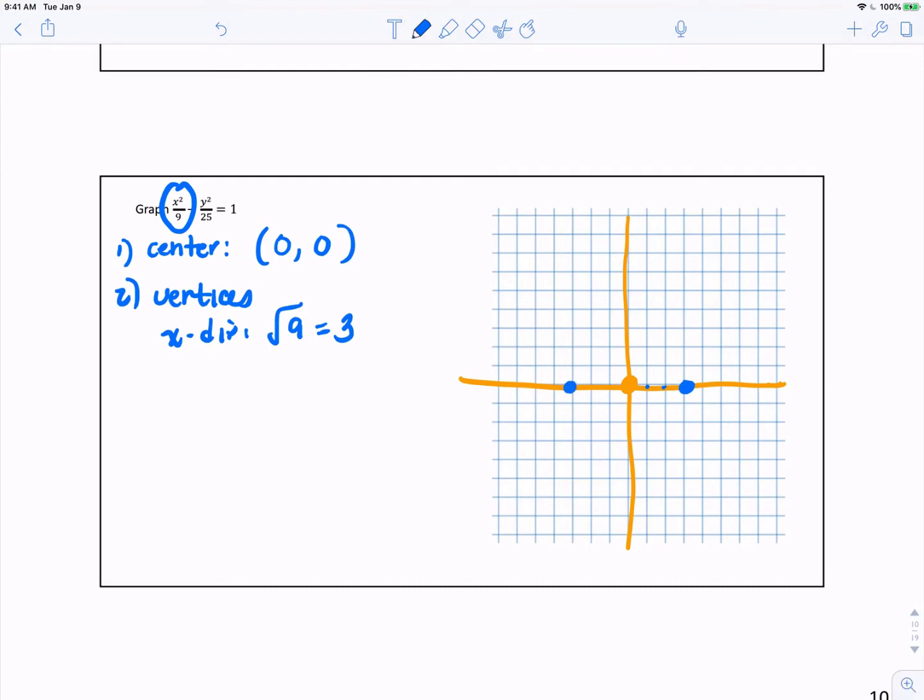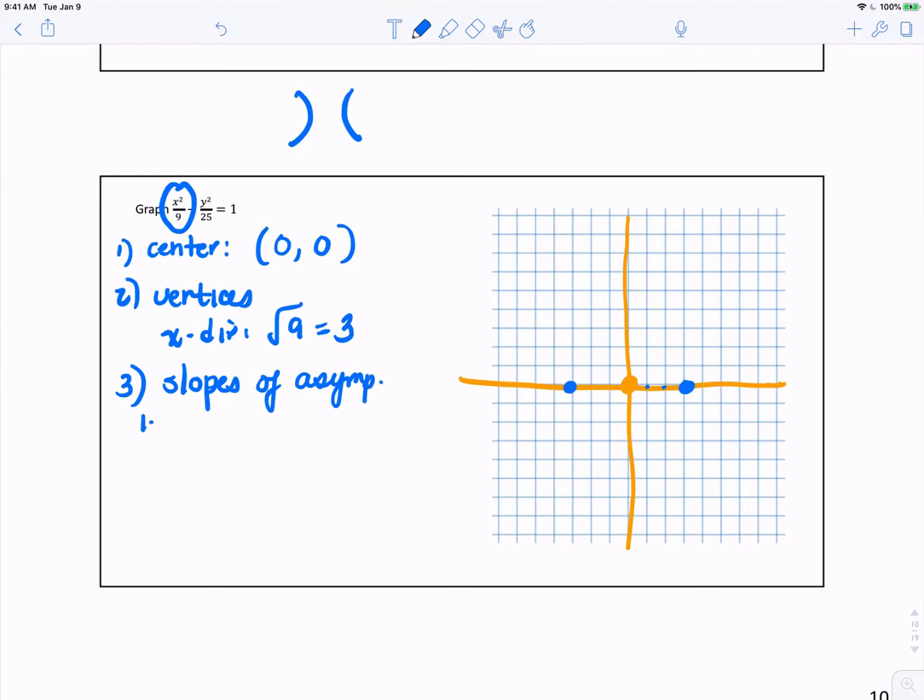So that tells us that we know the orientation of our hyperbola is going to look like this, but what we don't know is how fat or how skinny the hyperbola is going to be. And so the next thing we're going to do is we're going to graph the slopes of the asymptotes.